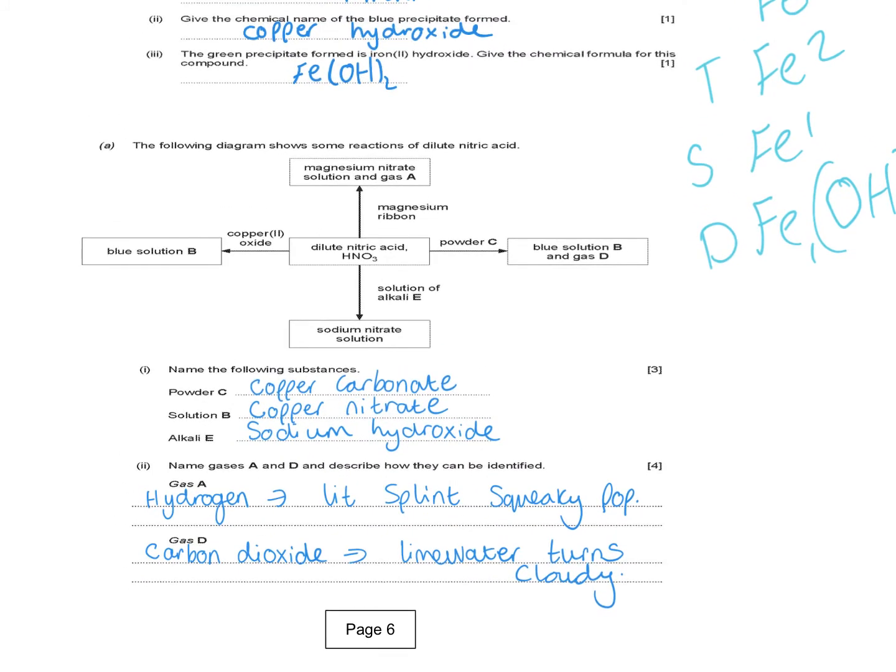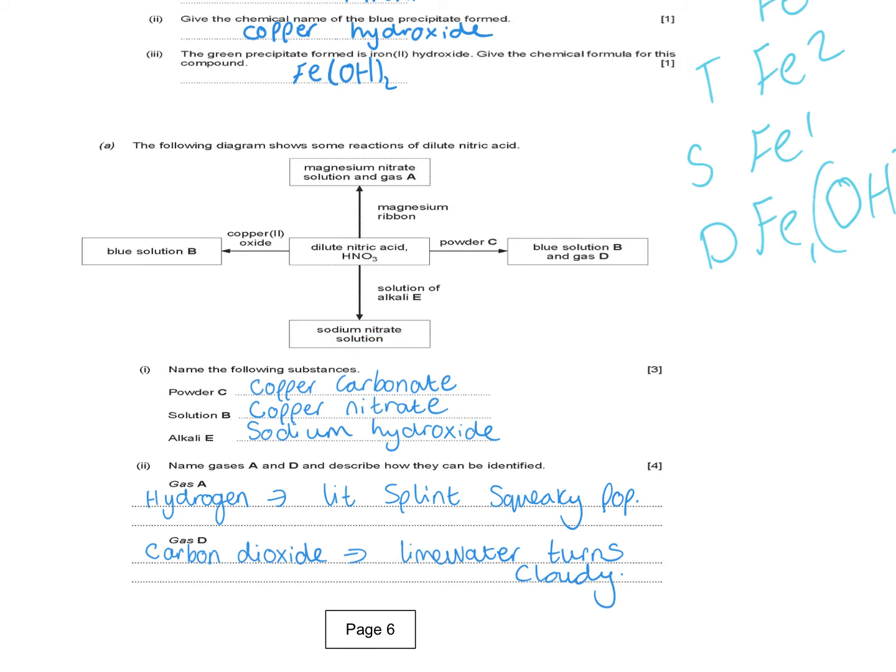Give the name of the following substances. So we have got nitric acid plus something gives you a blue solution. It's going to be copper. The reason gas D makes me think it's copper carbonate. This one then is going to be copper nitrate. So it's copper oxide plus nitric acid. It's going to give you copper nitrate. Alkali E. So nitric acid plus something gives you sodium nitrate solution.